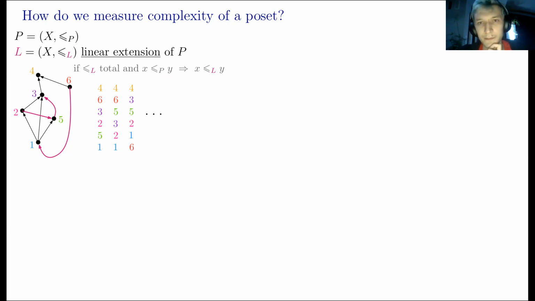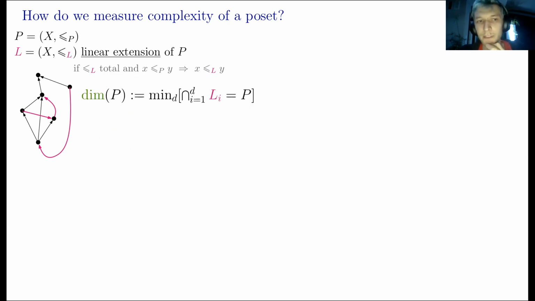Yes, this is a simple fact to be proved, but it's true. So we can ask, what is the minimal number of these extensions which suffices to retrieve the whole structure of P? And this is what the notion of dimension is about. So dimension is just the minimal number of linear extensions such that intersected they give us P. And as I said, I will talk later a little bit more about how one can treat this notion with a more practical approach.